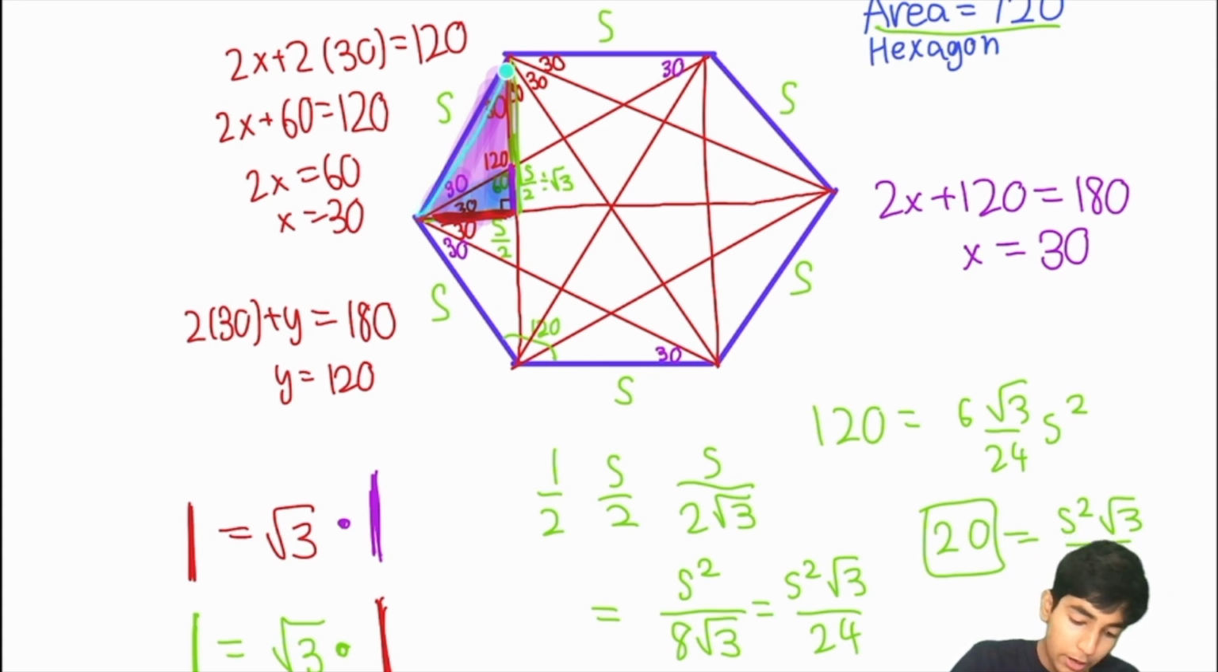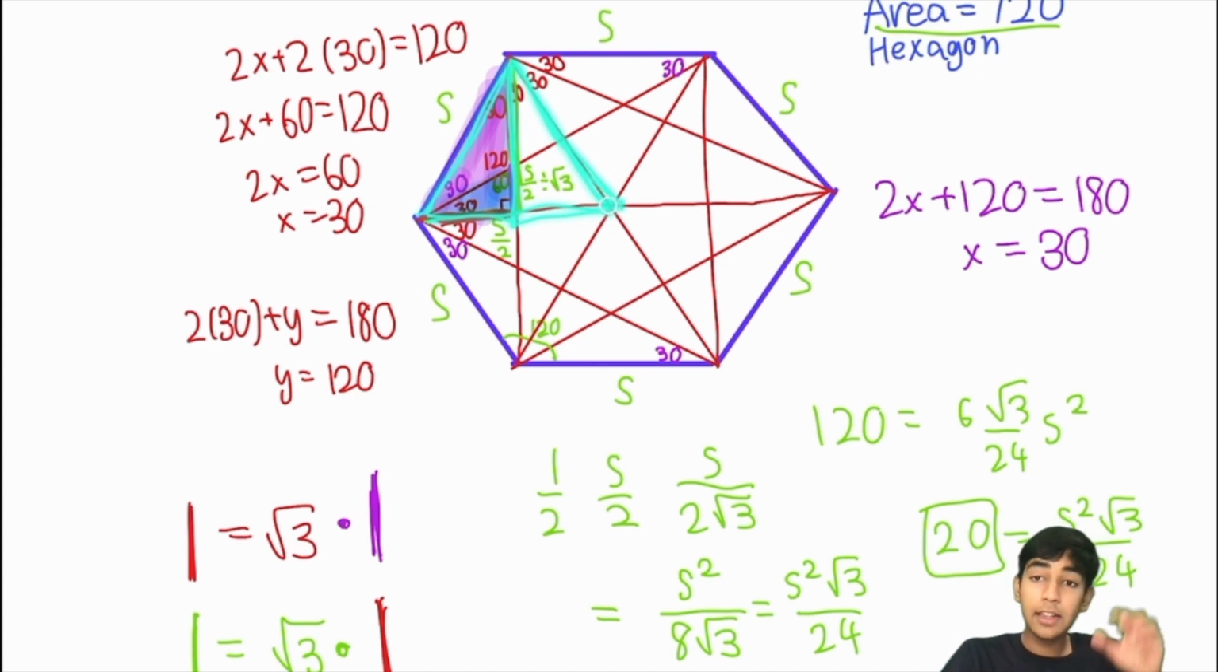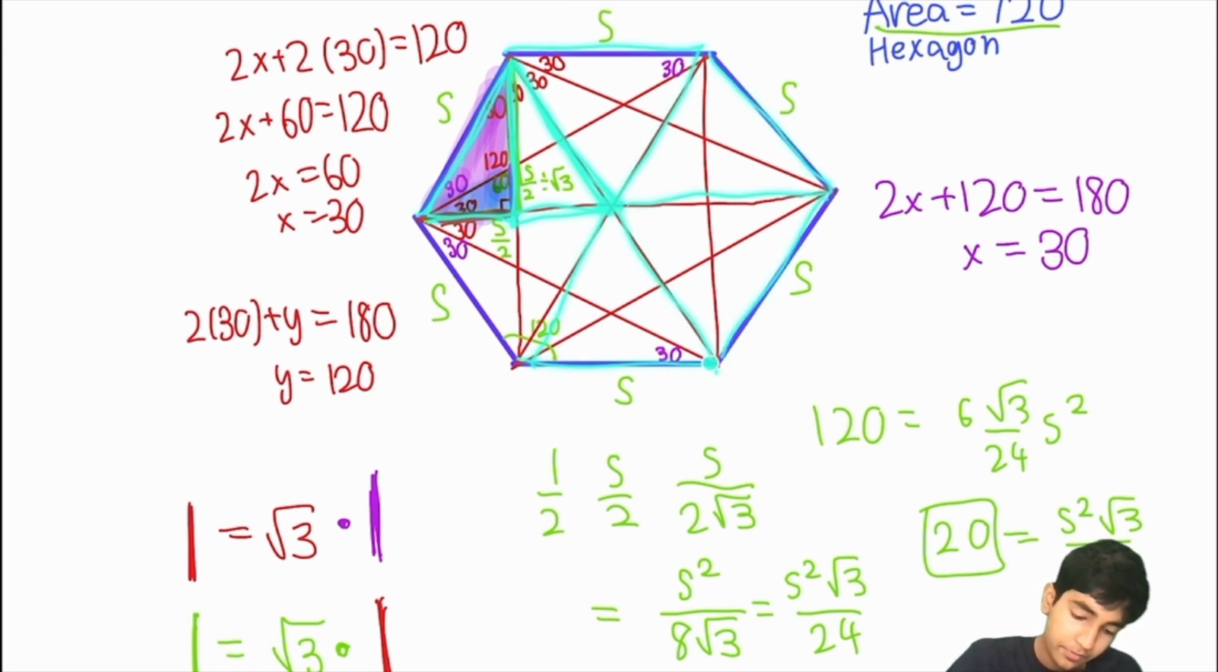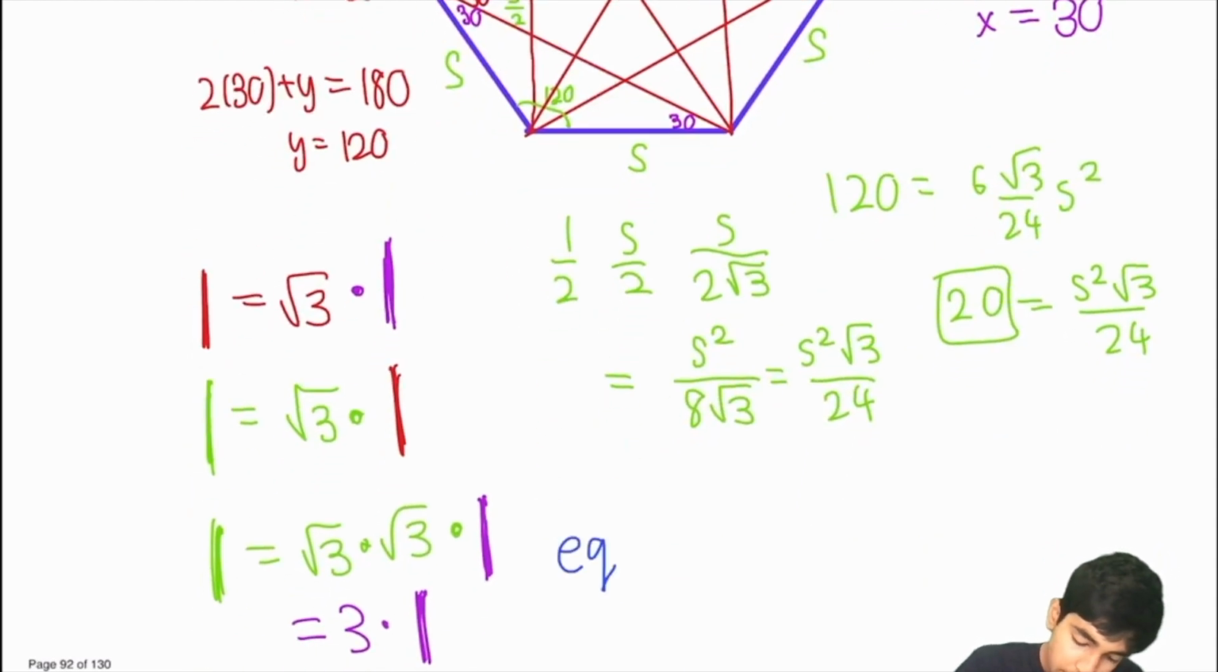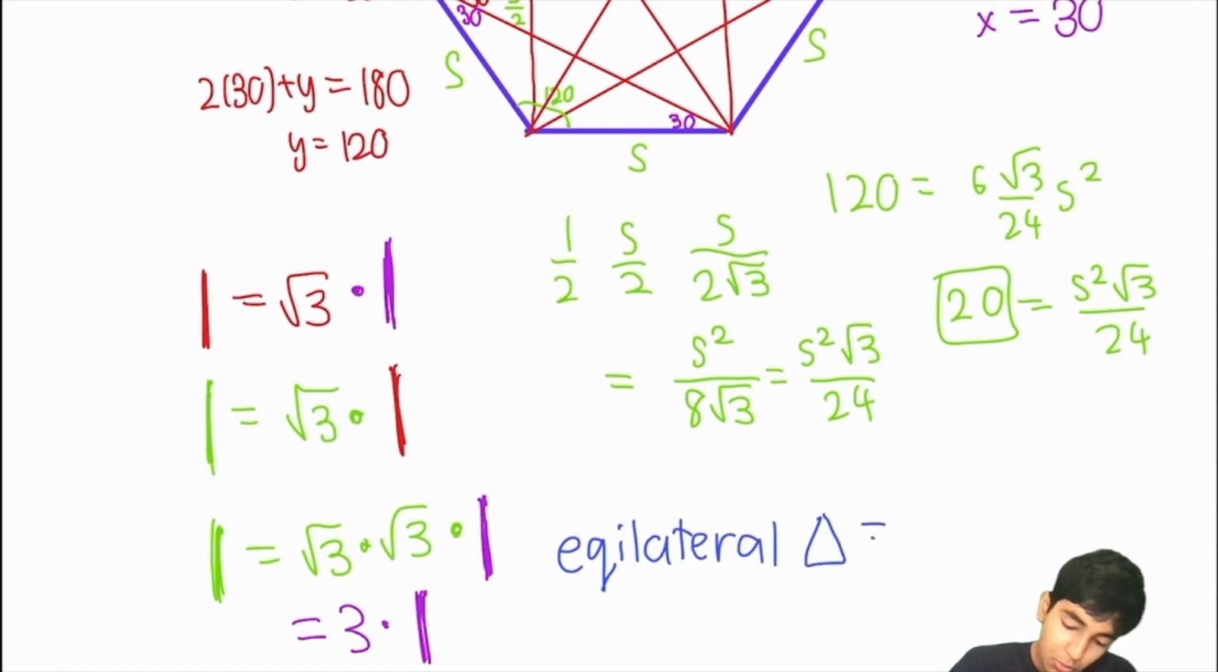And then notice that this purple region is half of an equilateral triangle, because two of these regions make up one equilateral triangle. So the purple region is half of an equilateral triangle, and there's 6 equilateral triangles that make up the hexagon, right? There's 6 of them, because there's 6 sides of the hexagon. So the equilateral triangle is 1/6 of the area of the hexagon, which is 720.